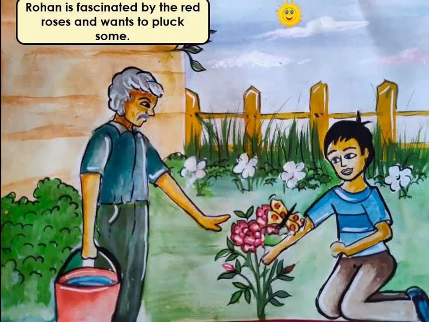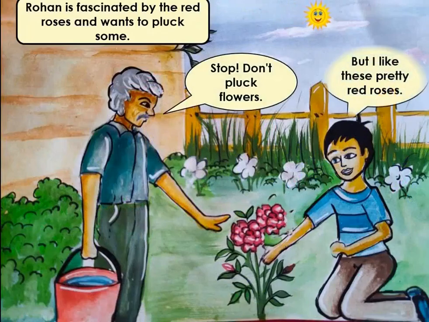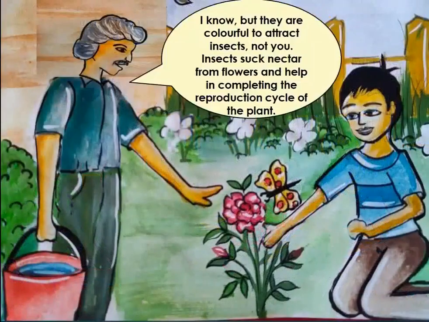Rohan is so fascinated by the red roses and wants to pluck some. Stop! Don't pluck flowers. But I like these pretty red roses, Malikaka. I know, dear, but they are colorful to attract insects, not you. Insects suck nectar from flowers and help in completing the reproduction cycle of the plant.